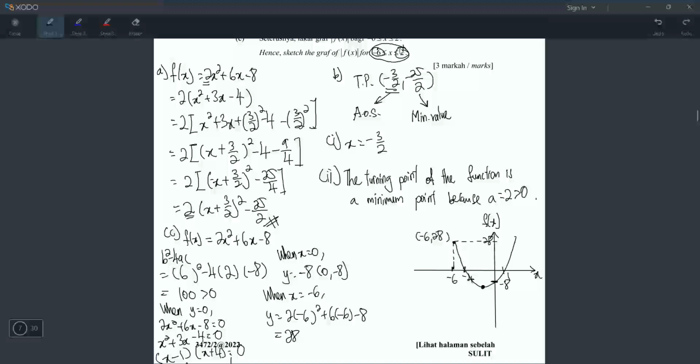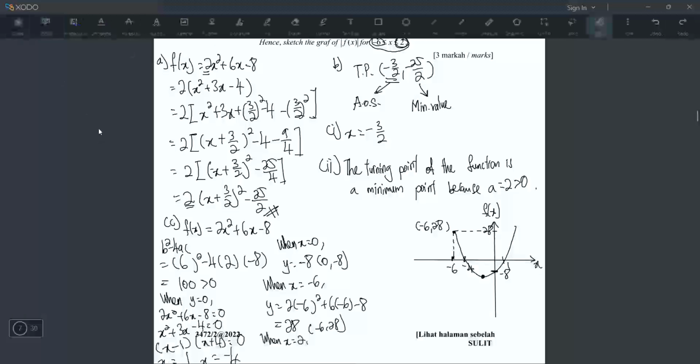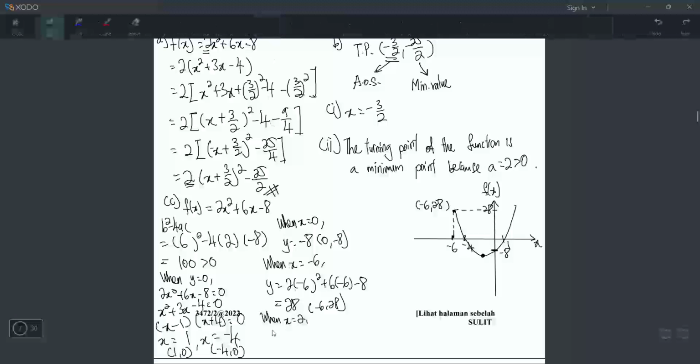Okay, let's find the ending point, which is x equals 2. So we have our first point, -6, 28. What is my last point, my ending point? So let's do it here. When x equals 2, right? Let's continue here. Y equals 2x squared plus 6x minus 8. This one substitute 2, substitute 2.